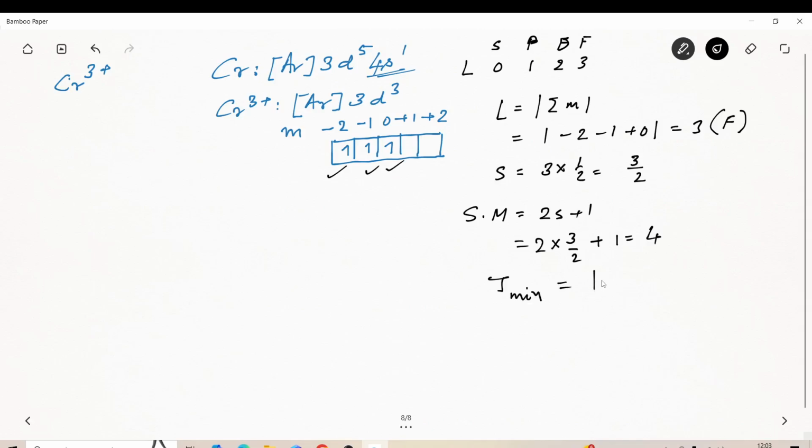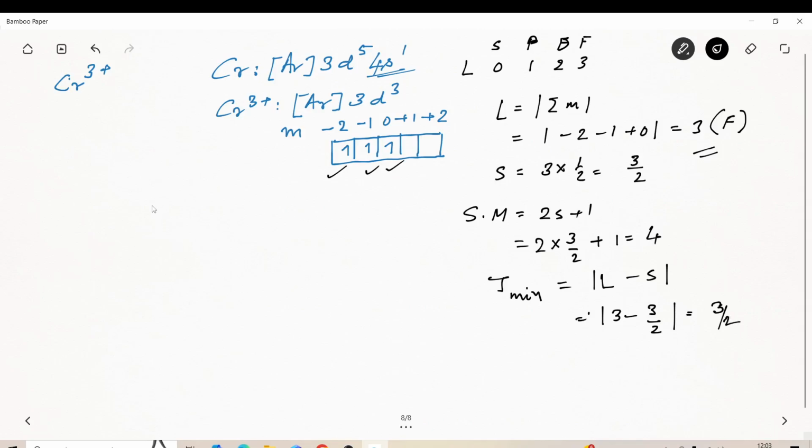So this is L minus S. What is L? See, the value of L is 3. So this is 3 minus what? The value of S is 3 by 2. So it is 3 minus 3 by 2. So this is 3 by 2.